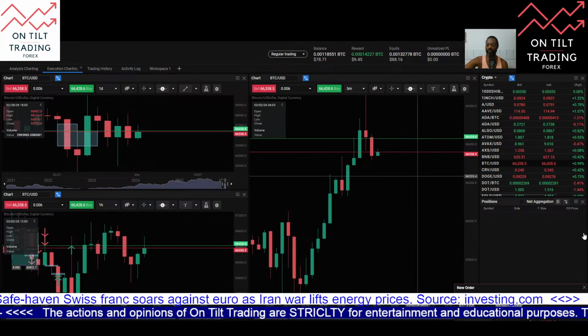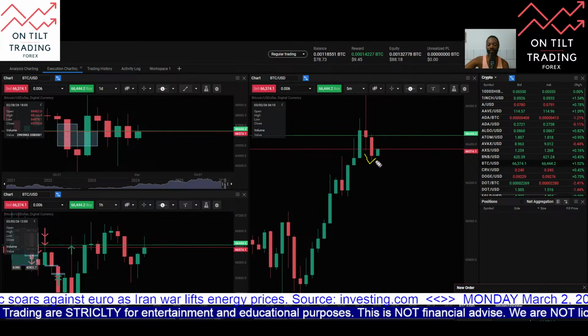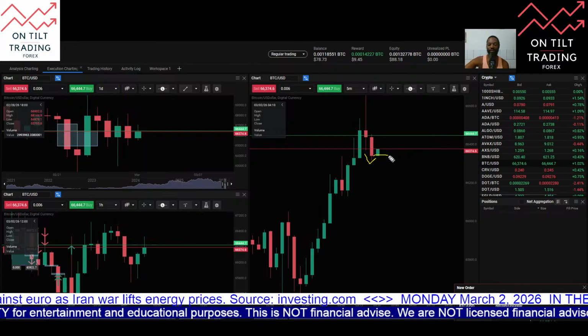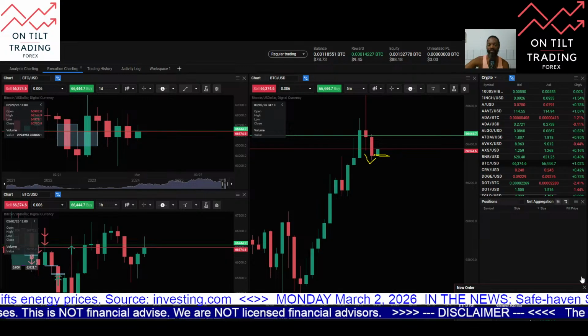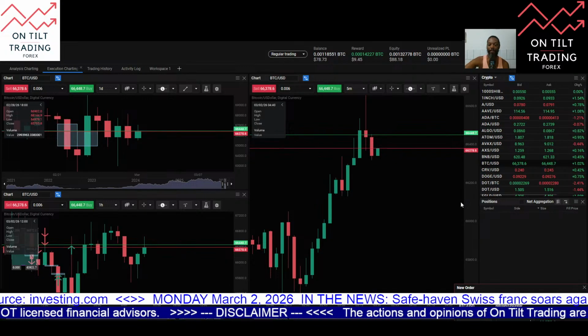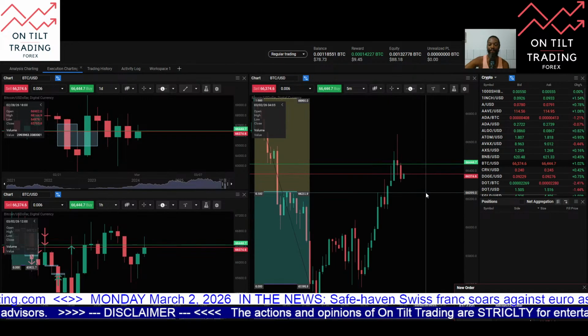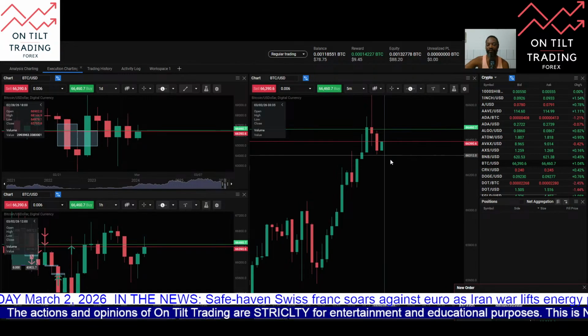Price wants to put in that new swing high or that new swing low that I was just mentioning. See price here. Trading above that swing low.